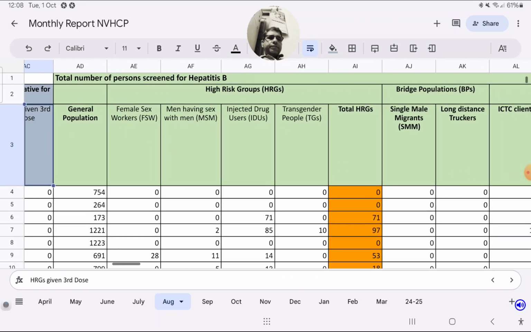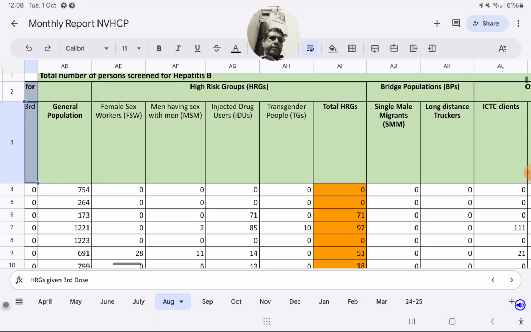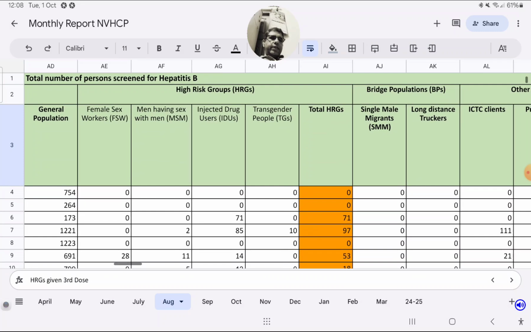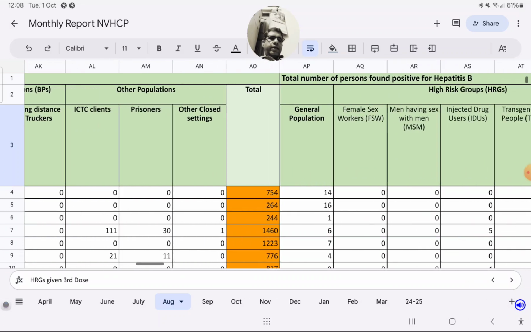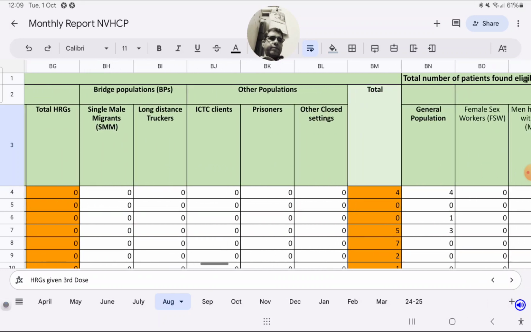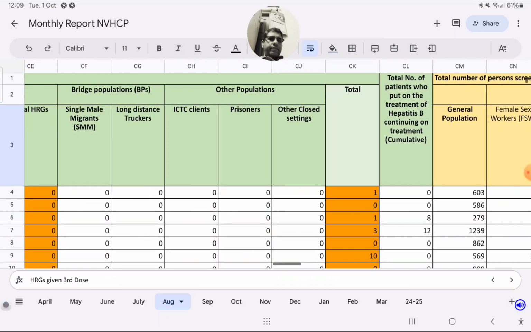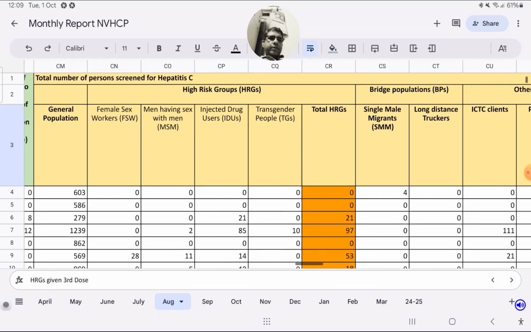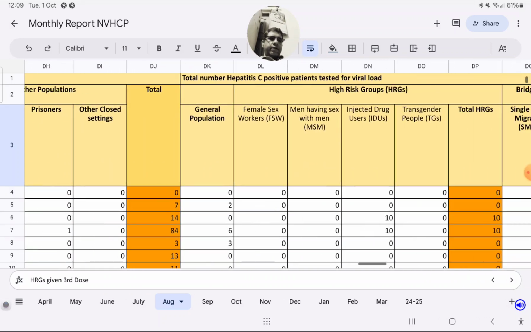Now moving on to the most confusing section, the HRG section. So I have come to the HRG section. There is one hepatitis B section, and then a hepatitis C section. The hepatitis B section for high risk group has been shown in green color columns. This entire part is for hepatitis B. The hepatitis C part starts with the light orange section. This is the hepatitis C part for high risk group.